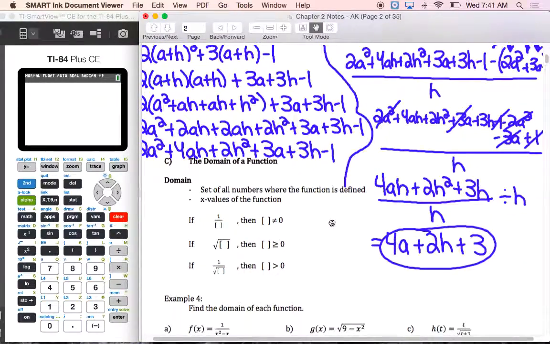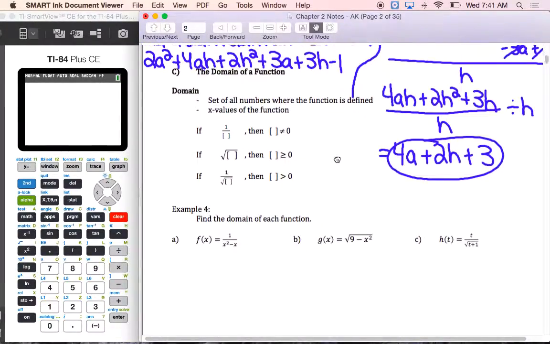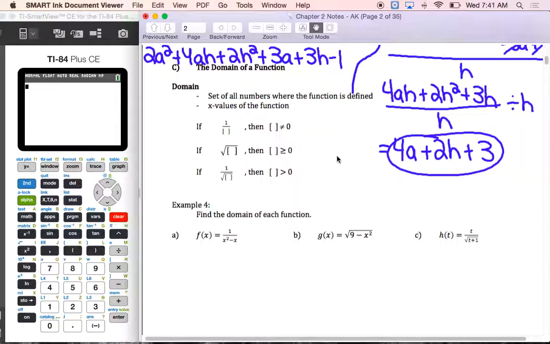The last part of this section is domain. Domain is the set of all the numbers where the function is defined. It's your x values. Now, here at the high school, one of our teachers explains it this way with this little chart here. And I think it does kind of help.